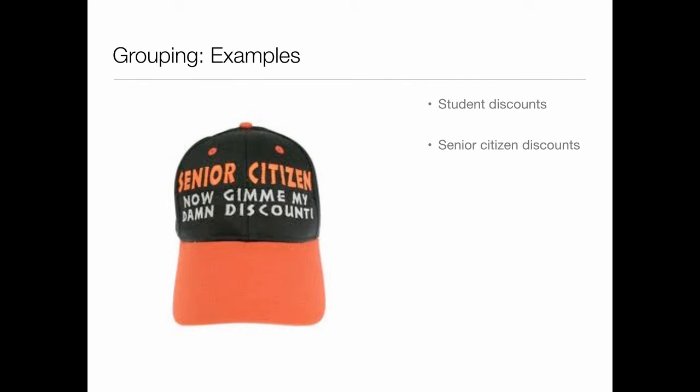We also see the same thing for senior citizen discounts. Senior citizens often get discounts. Why? Perhaps, I guess, they have more time on their hands to search for lower prices. Perhaps they're more sensitive to price increases because they could recall times when prices were lower. It's harder to see why, but they're quite pervasive.